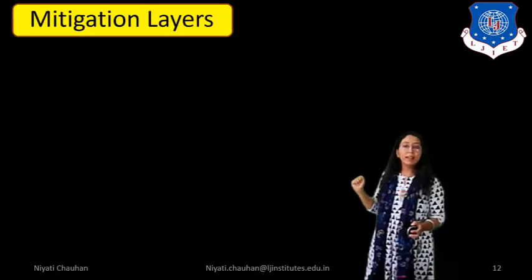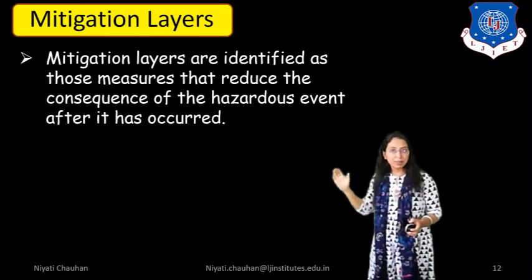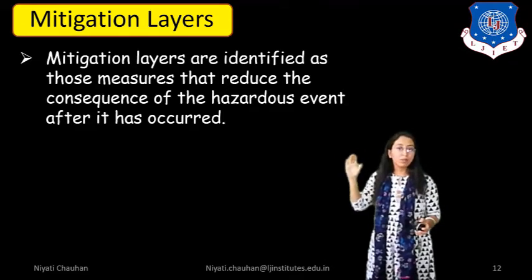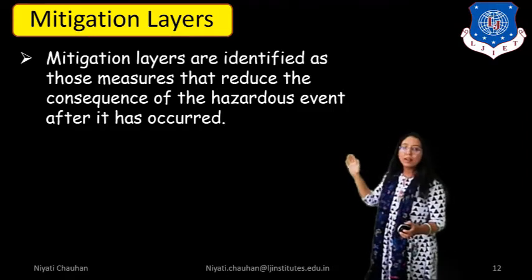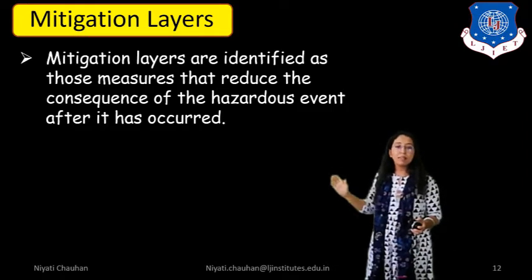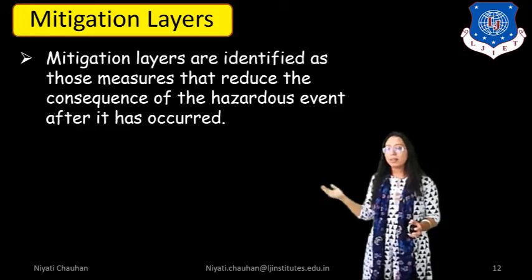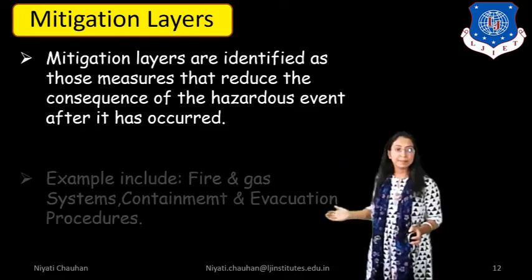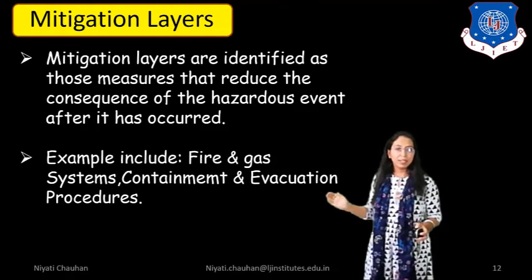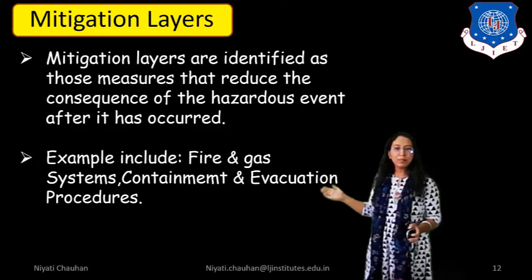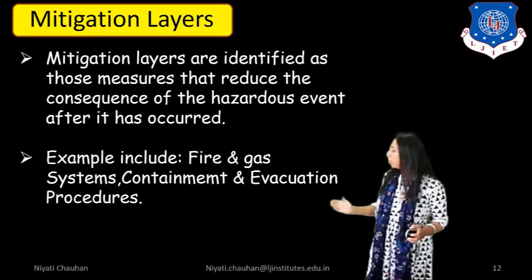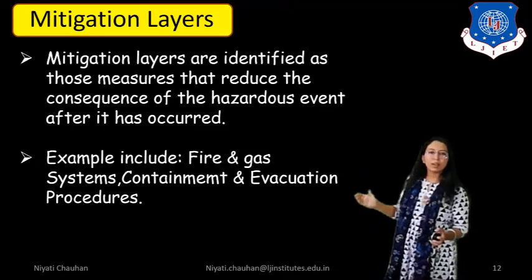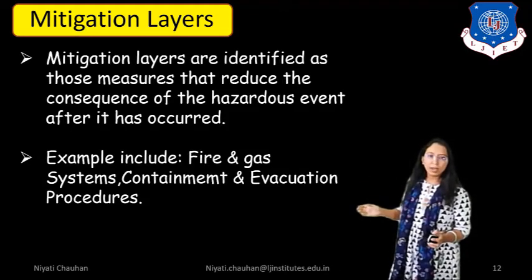Second, the mitigation layer. Mitigation layers are identified as those measures that reduce the consequence of a hazard event after it has occurred. Okay, in the mitigation layer, this layer takes place after the hazard event. Examples include fire and gas systems, containment and evacuation procedures. So in mitigation layers we generally use fire and gas systems, right?